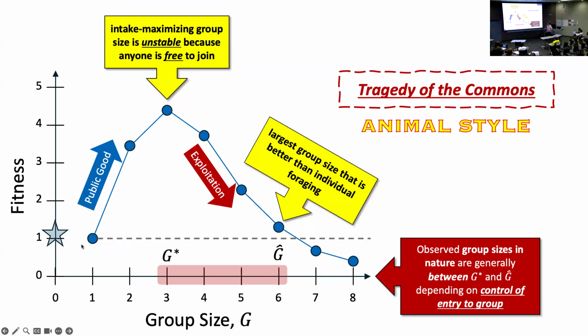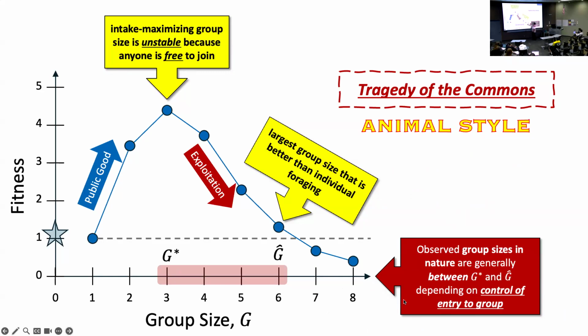If you have a way to prevent others from entering, then the group sizes you observe in nature will be closer to G star. If you don't have a way to prevent individuals from entering, then the group sizes are closer to G hat. Sometimes in the human literature, G hat is called the open access equilibrium, because this is effectively an open access or common pool resource. In reality, when we observe group sizes in nature, they are generally distributed across here, except for that interesting case of wolves that I mentioned last time, where they have group sizes way over here, apparently due to the effects of scavenging birds.